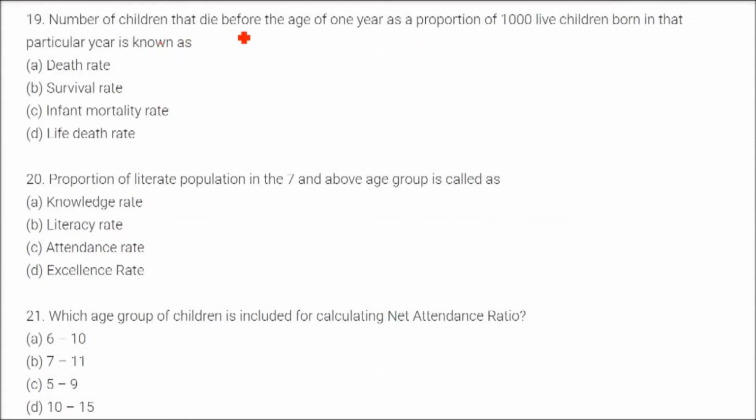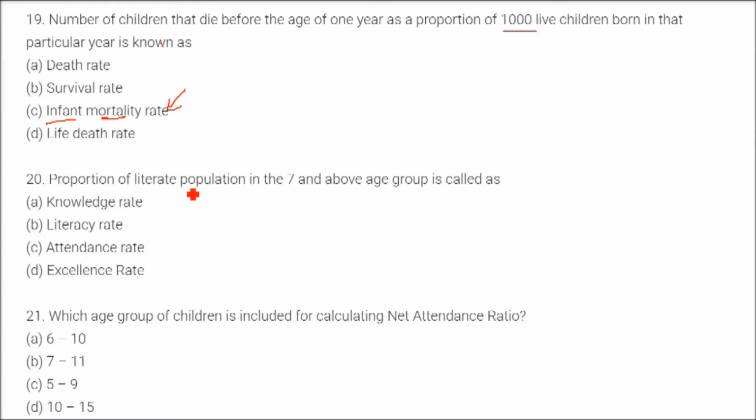Number of children that die before the age of 1 year as a proportion of 1,000 live children born in the particular year is known as the infant mortality rate. Infant means kid, child. Mortality means death. Rate is how fast it is growing. So 19th here is infant mortality rate.